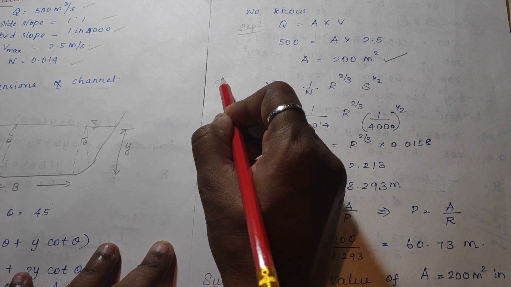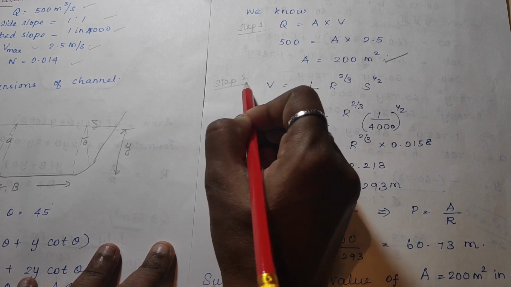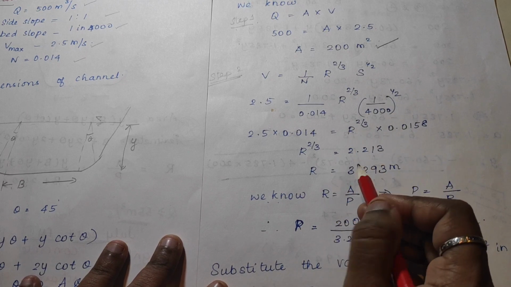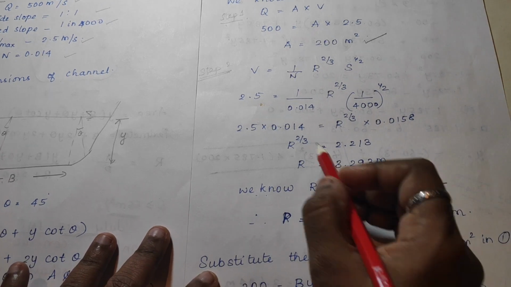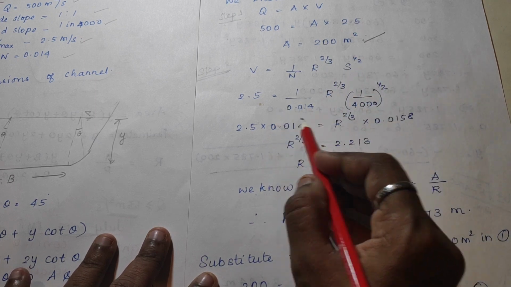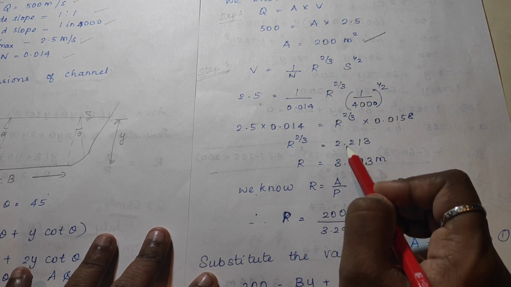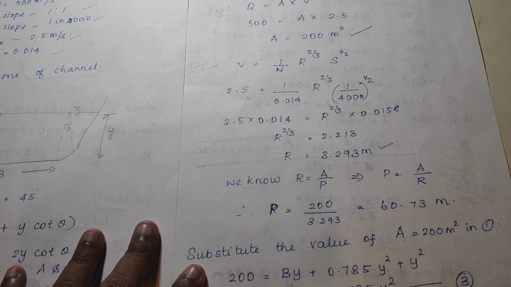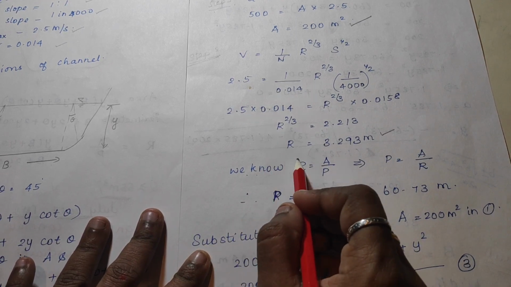What is your second step? You have to find the R. How to find the R? V is equal to 1 by N, R raised to 2 by 3, S raised to half. In that R is not given, so you can easily find out R. Okay, this is your second step.